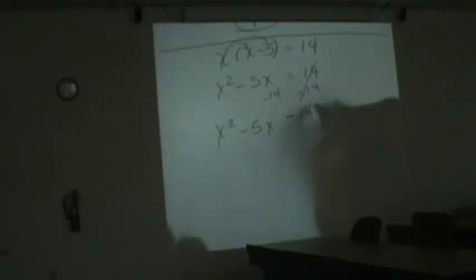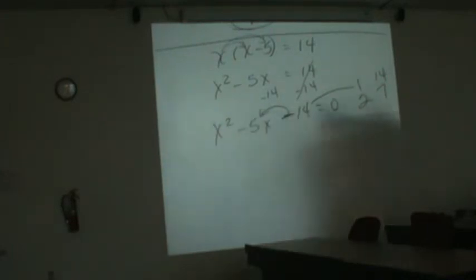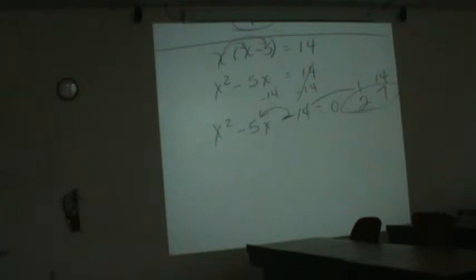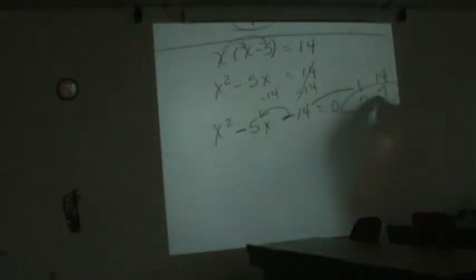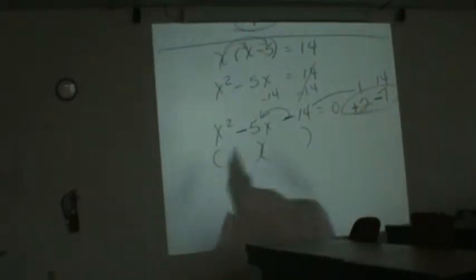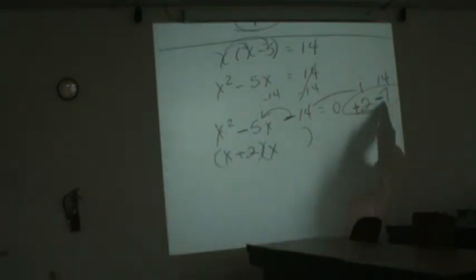Okay, the ways to get 14: 1 times 14, and what? 2 times 7. Subtract to give you 5. 2 and 7, right? Okay, we need a negative 5, so which one is negative? 7's negative, 2 is positive. So we have x squared is x times x. Then we have positive 2. And we have a negative 7.